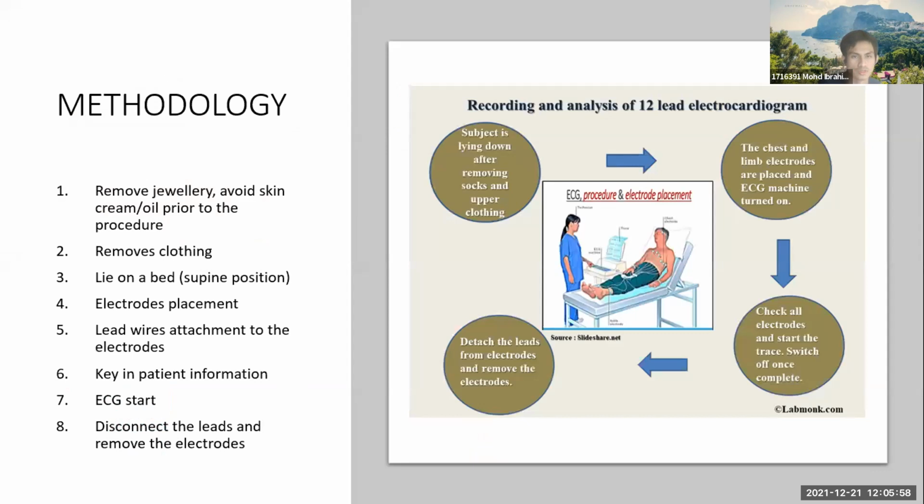So the process of electrocardiography is first the patient has to remove any jewelry on his or her body, and also the patient is required to avoid any skin cream or oil before the procedure. Next, the patient should remove their clothing and also their socks if they wear any.